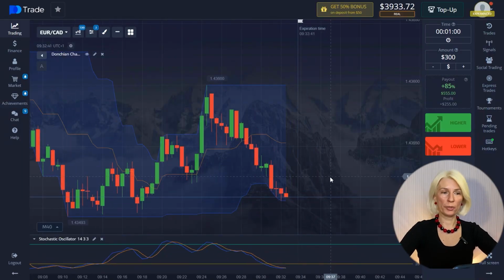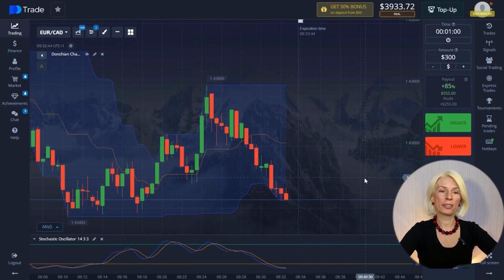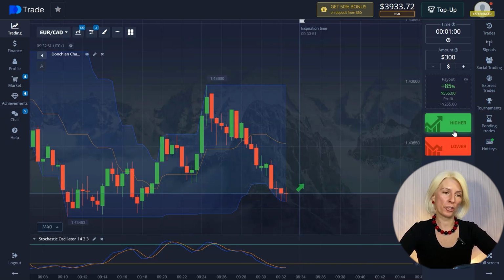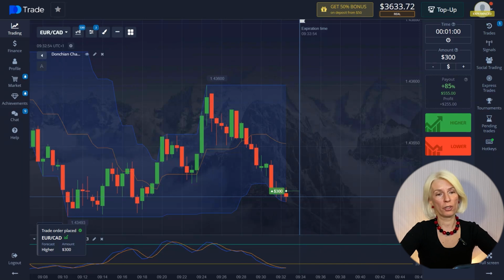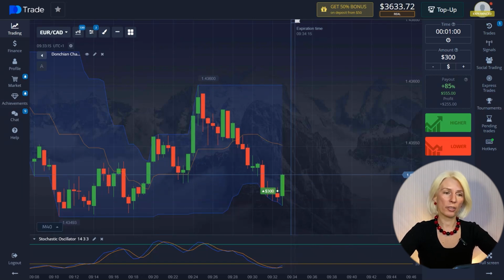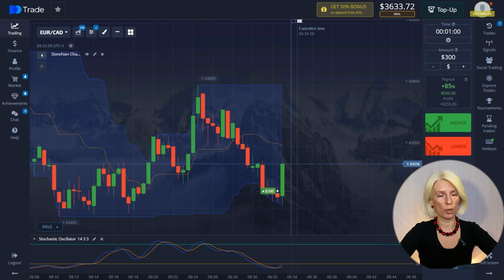Today we're working with the euro currency pair Canadian dollar. The rate is 7.6% of the deposit. After studying the quotation chart and indicators, I open a trade for a higher price movement. The amount is $300 for 1 minute. I made this decision because the price was in the area of the minimum level, which has not been broken in the past 20 minutes. In addition, the lines of the stochastic oscillator indicator are in the oversold zone. They began to turn around, which indicates a possible increase in quotations.